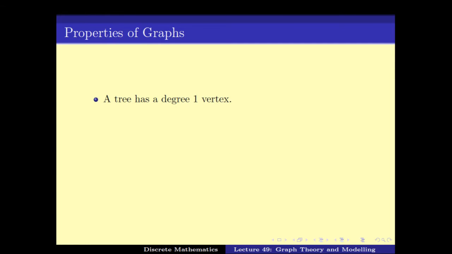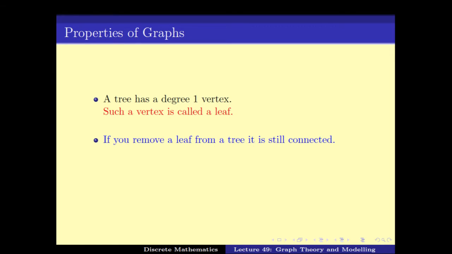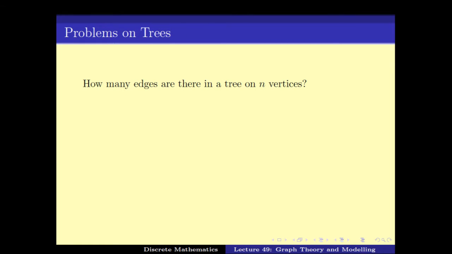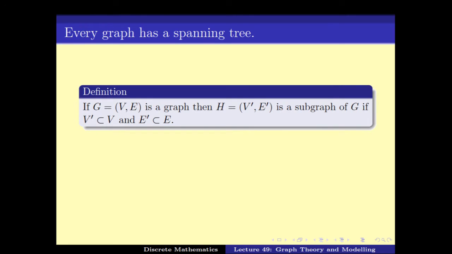We have seen nice properties of trees. For example, a tree has a degree 1 vertex. If you remove a leaf from a tree, then it's still connected. And we have also proved that every graph has a spanning tree, that is the tree that touches all the vertices.